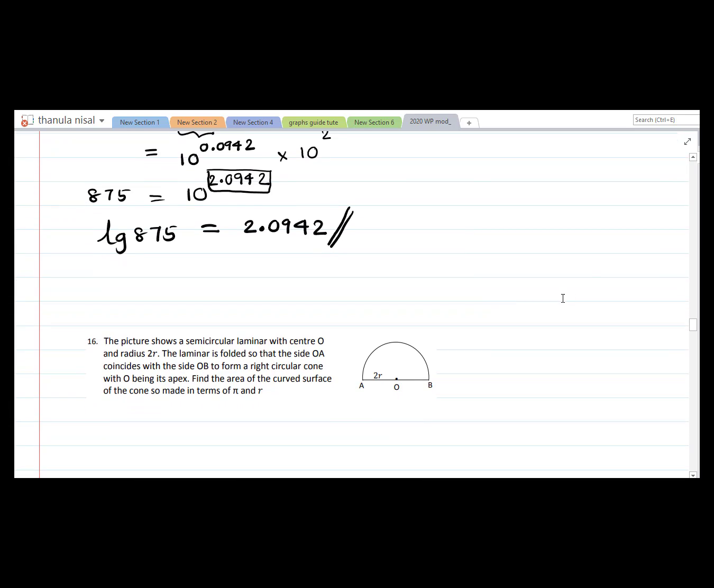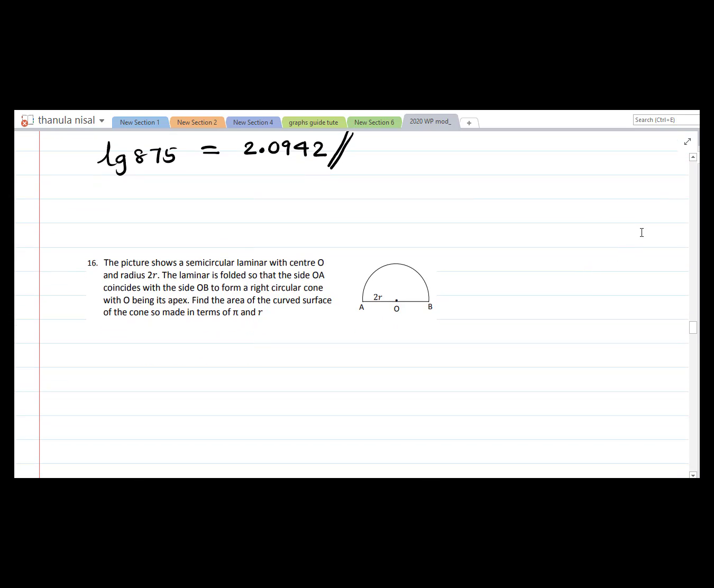Let's jump to question number 16. Okay, take a look at this question. You can see they are going to fold this one and make a cone like this.